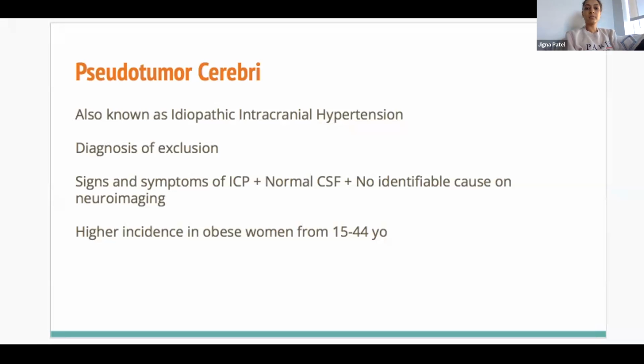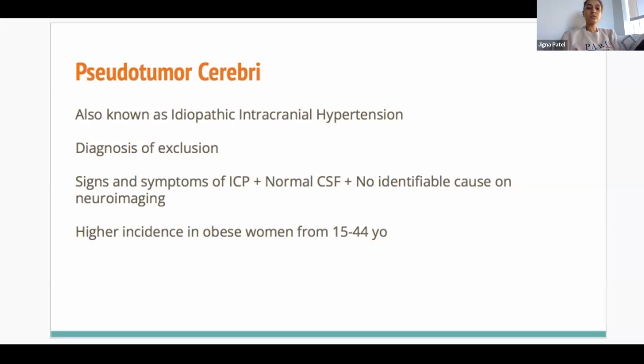These signs and symptoms can present as headache, loss of vision or vision changes, which can be transient. They can also complain of tinnitus. Along with these signs and symptoms, they should also have elevated intracranial pressure but with normal CSF. They should have normal mental status, and there should be no other identifiable cause on neuroimaging for their symptoms.